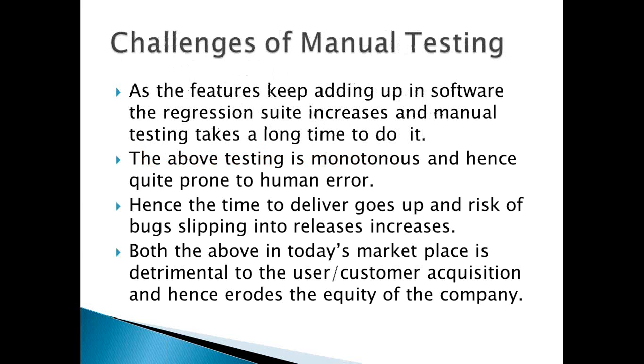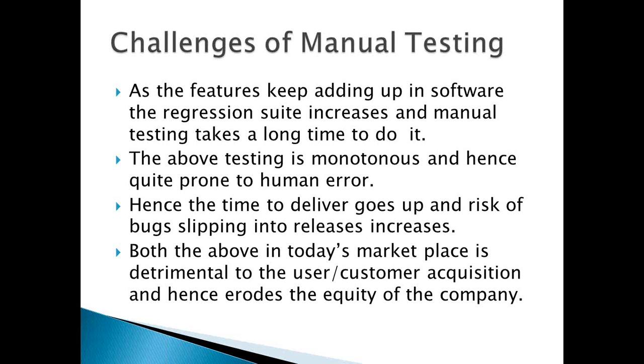Now, what are the challenges of manual testing? As features keep adding up in the software, the regression suite increases, and manual testing takes a long time to do. This I just discussed with you. Also, the testing is monotonous because you already tested these stories and you're just retesting them again and again. So it gets very monotonous, and it also gets prone to human error.